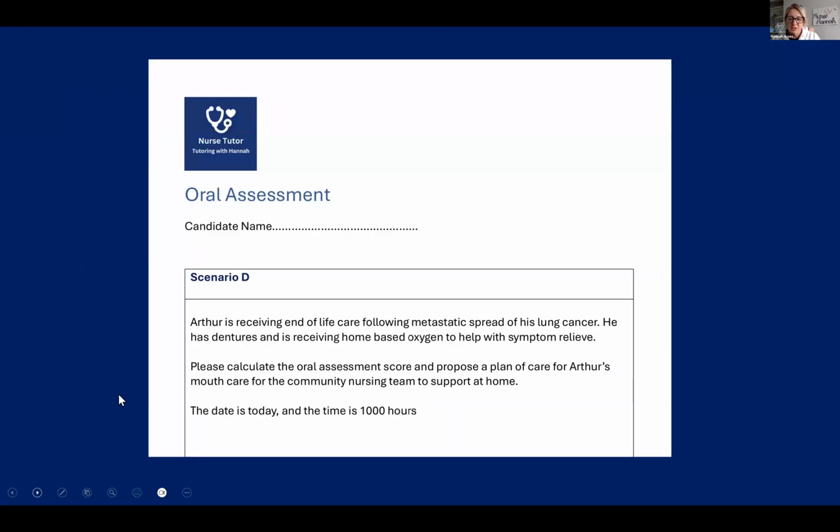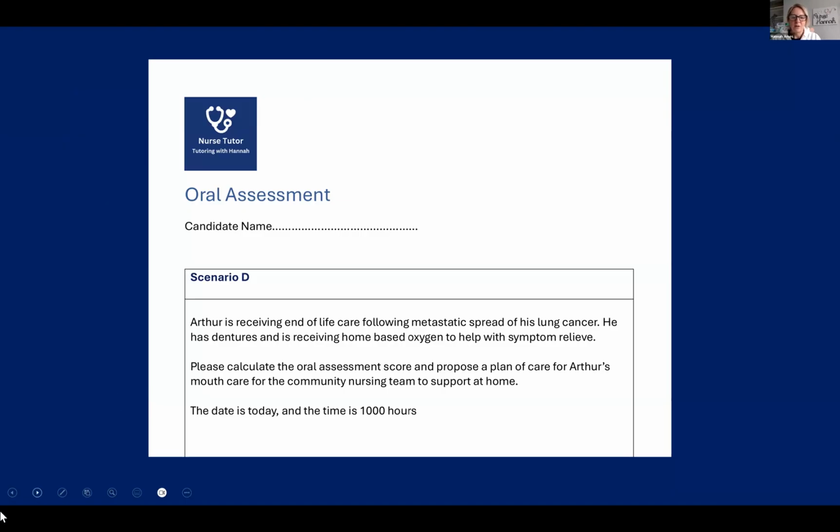And the final one is end of life. This sometimes has some dentures. We're thinking about some specific denture care here. Also be aware of any oxygen in this scenario sometimes. So Arthur is receiving end of life care following spread of his lung cancer. He has dentures and he's receiving home-based oxygen to help with symptom relief. Sometimes in the NMC scenario, I know not always particularly relevant, you might not always have patients on oxygen, but that's sometimes the case in this scenario.